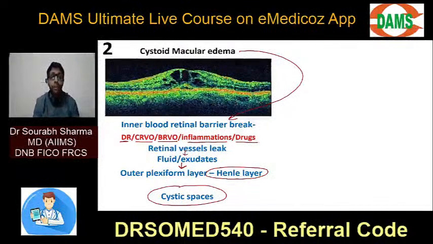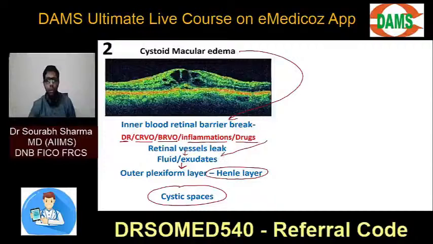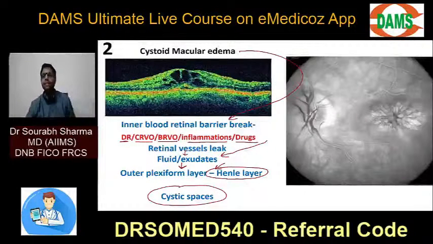Now what will happen if you do angiography here? When you do angiography, there is a break in the inner barrier, so the dye will also come out. The dye will come into the outer plexiform layer. And what is the orientation of Henle's layer? I told you, radial configuration. So the dye will go radially in the macula like this.